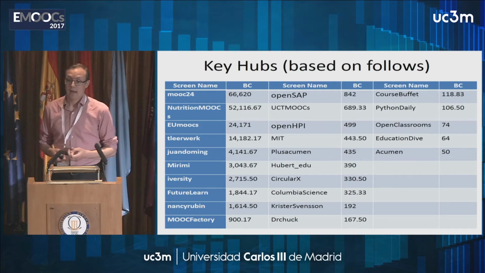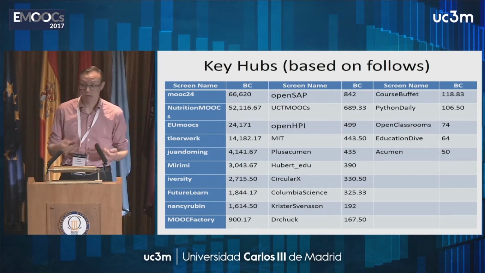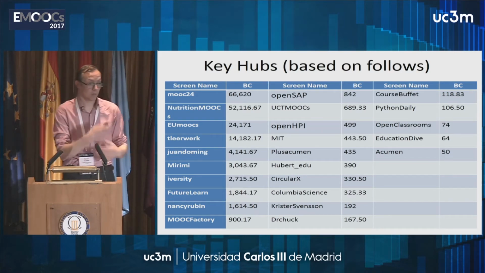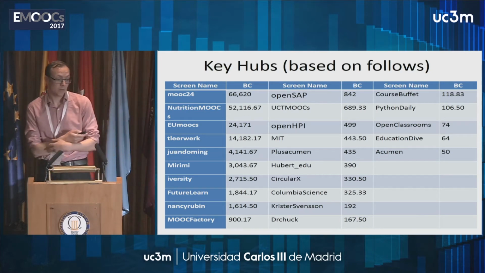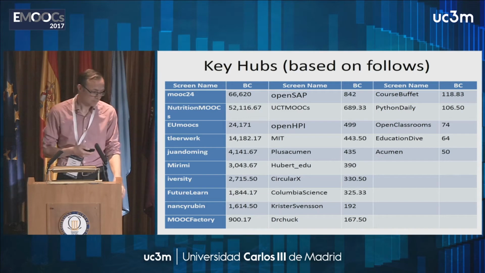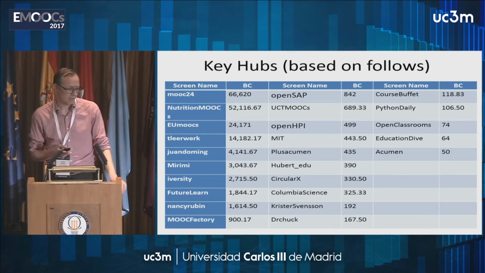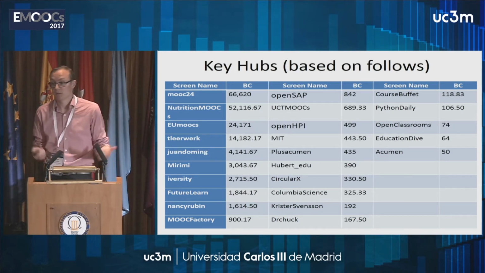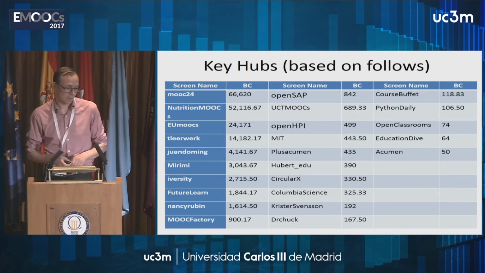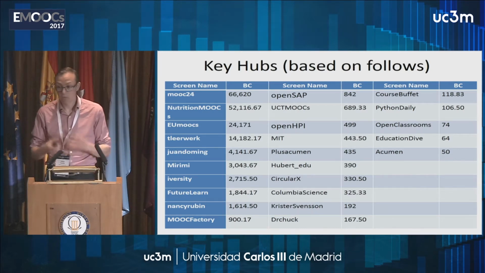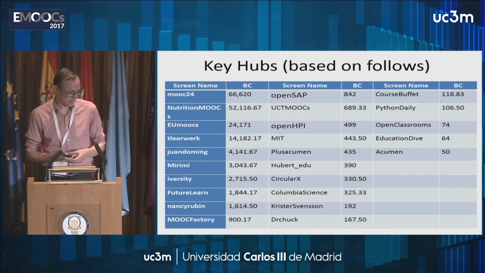So we analyze the network in two different ways. One, based on follows, so I follow you, therefore we're connected together in a network. Another one based on replies, so I reply to you, therefore we're in a network. And in this follow-based one, there's a few examples from the literature out there of comparing both types of network.